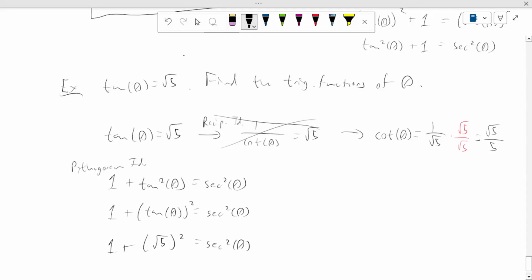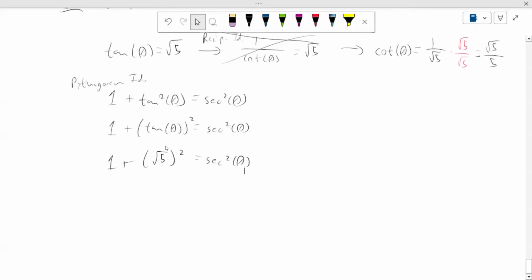Maybe you were jumping ahead a little bit. Square root of 5 squared is indeed 5, so you can go ahead and skip to that step. That's fine. Now I simplify. I get 1 plus 5 equals secant squared of theta. So 6 is equal to secant squared of theta. That's what secant squared of theta is equal to.